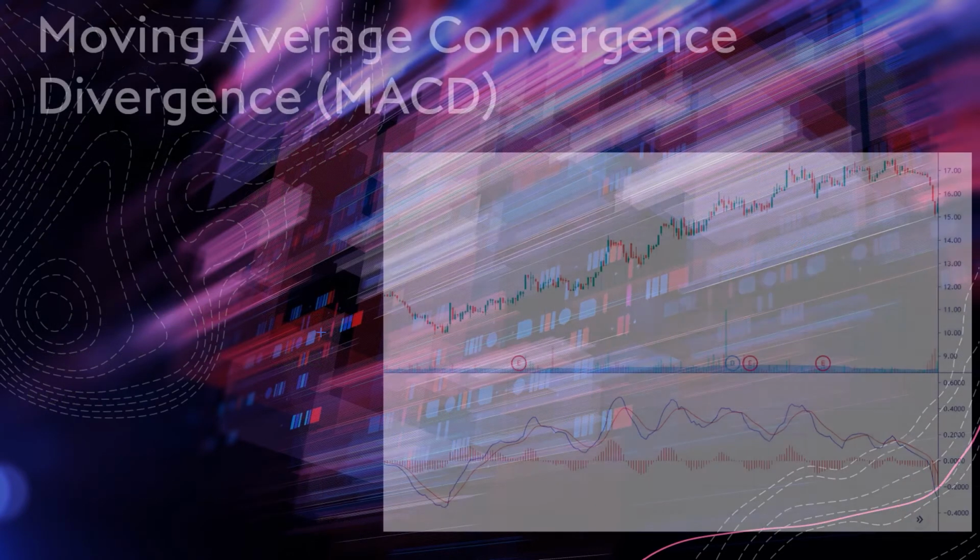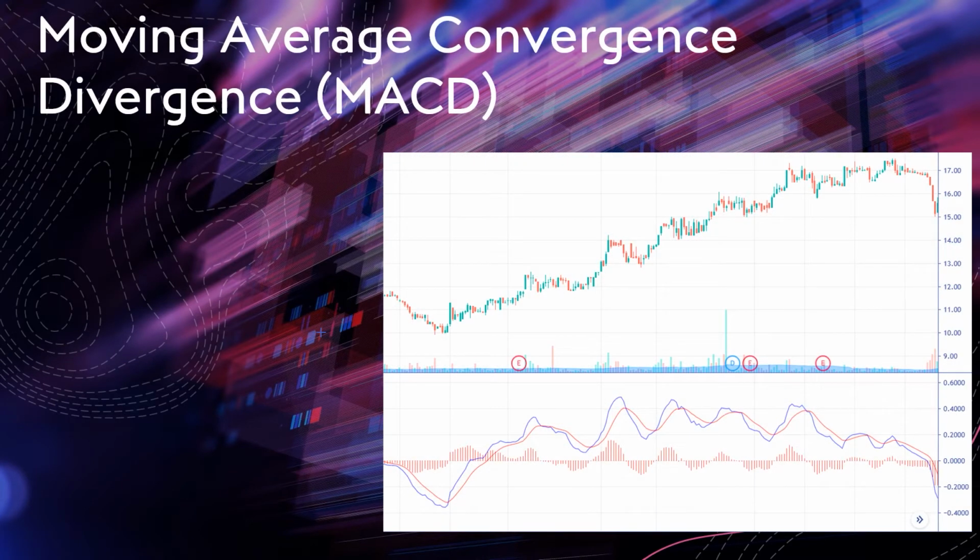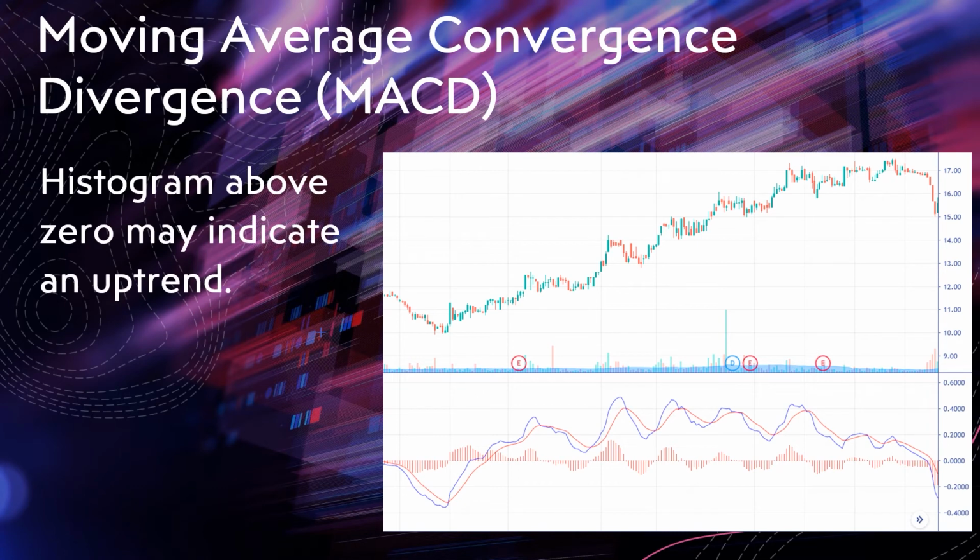The MACD is a versatile indicator that can be used as a buy signal, or in this case, to indicate an uptrend. The histogram is the series of short lines. MACD histogram above 0 indicates an uptrend. Take a look at the chart.